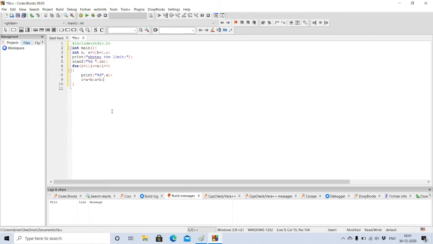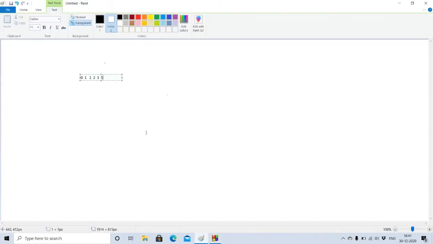Now a equal to b. What is the value assigned to b? Suppose we take a equal to 0, and we have taken b equal to 1. So now c equal to a plus b, that's what we have written. That means c equal to 0 plus 1. Now the next thing is a equal to b. That means in b we have 1, so that is assigned to a. So now a becomes 1.